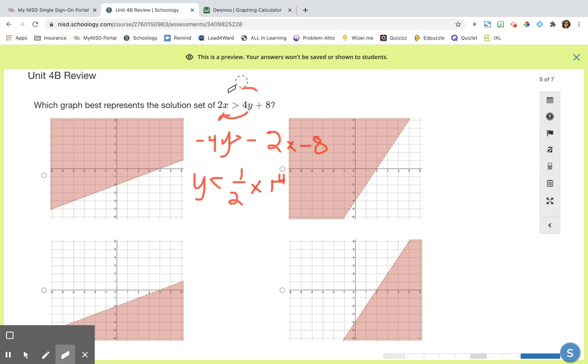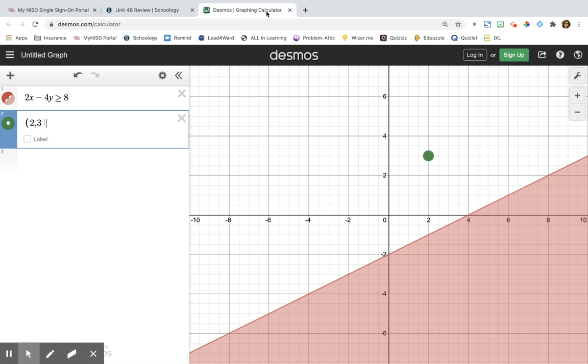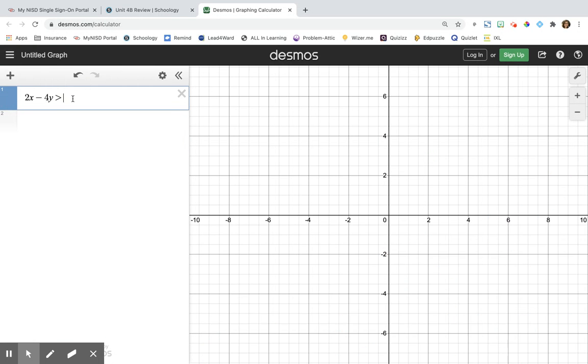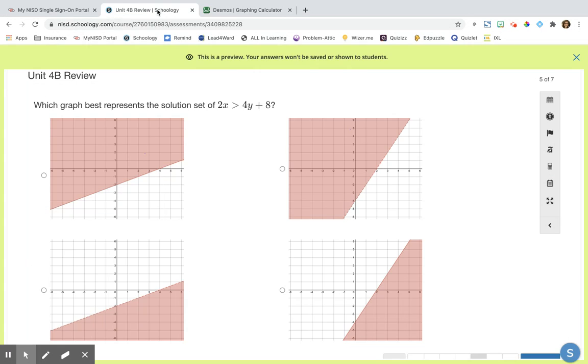You didn't need to do all that work because we have a graphing calculator. So it's going to be a lot easier to just graph it and see what happens. So 2x is greater than 4y plus 8. Okay, so this is what my graph should look like. I should have a dotted line and it should be shaded in underneath. So dotted line shaded in underneath.